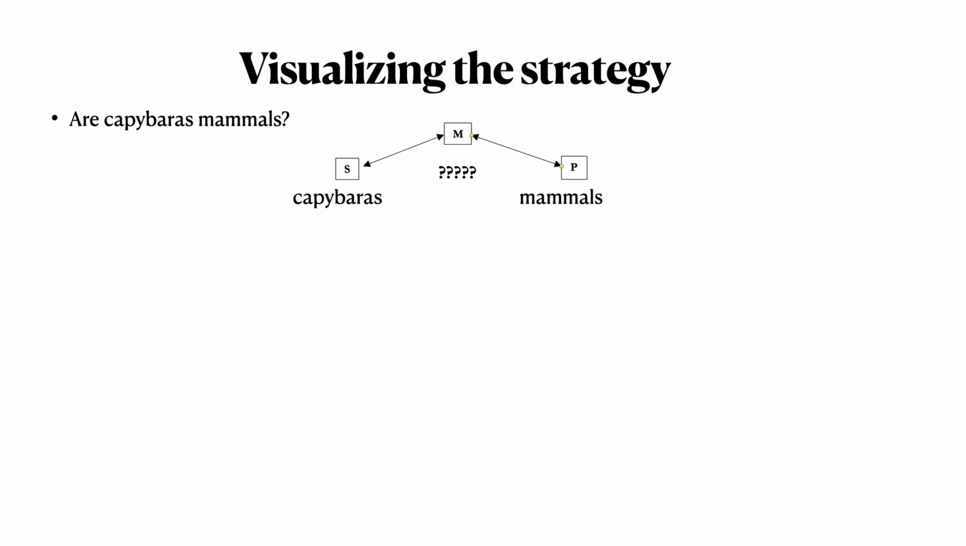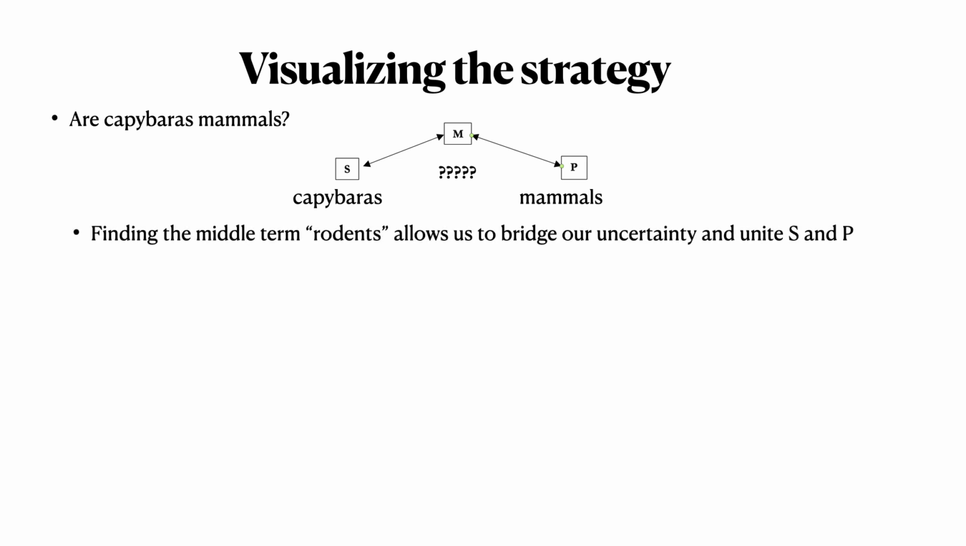The job of the middle term, represented by the M in this diagram, is to bridge that uncertainty. If I can relate the S to the M and the P to the M, then I can make a bridge over the uncertainty, right? Finding the middle term rodents will do that. By relating each of the minor and major term to the middle term rodents, I can bridge the uncertainty and I will unite S and P.